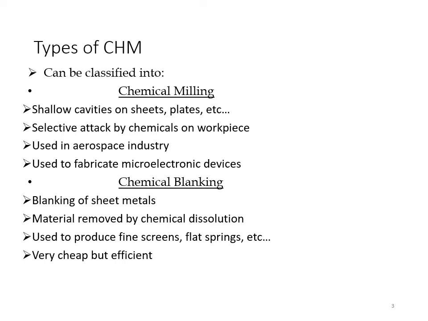Whereas the chemical blanking process is used for blanking of sheet metals, with material removed by chemical dissolution. It is mainly achieved through material removal by the chemical dissolution method. Chemical blanking is mainly used to produce fine screens, flat springs, etc. Chemical blanking is a relatively cheaper process and also a very efficient process.